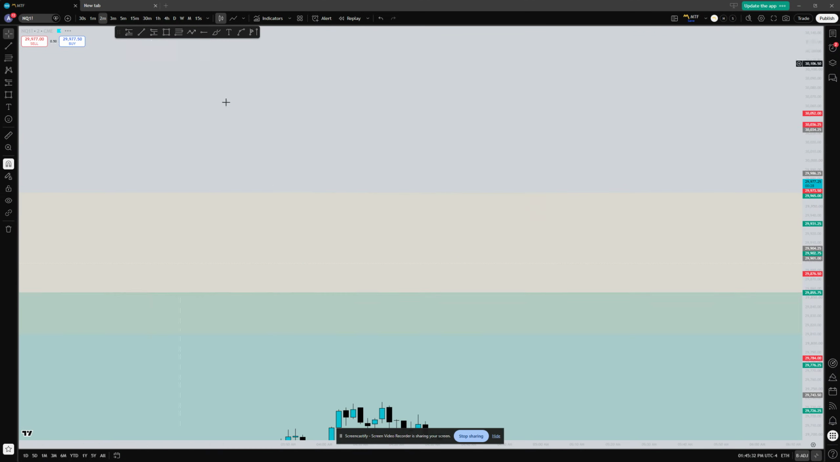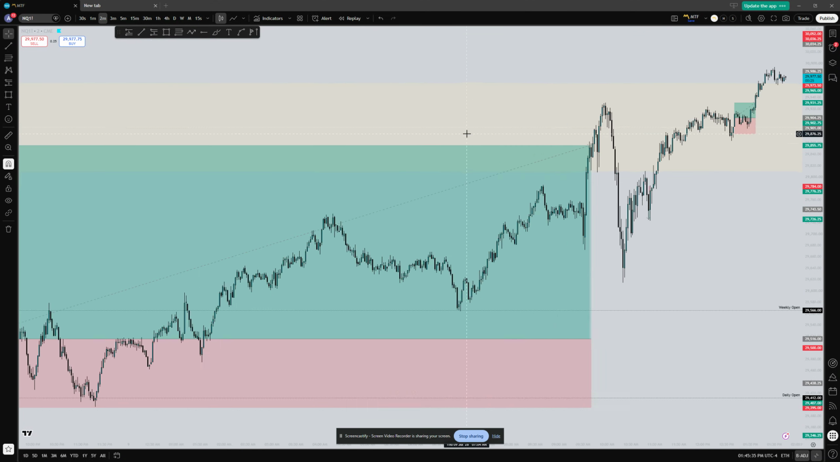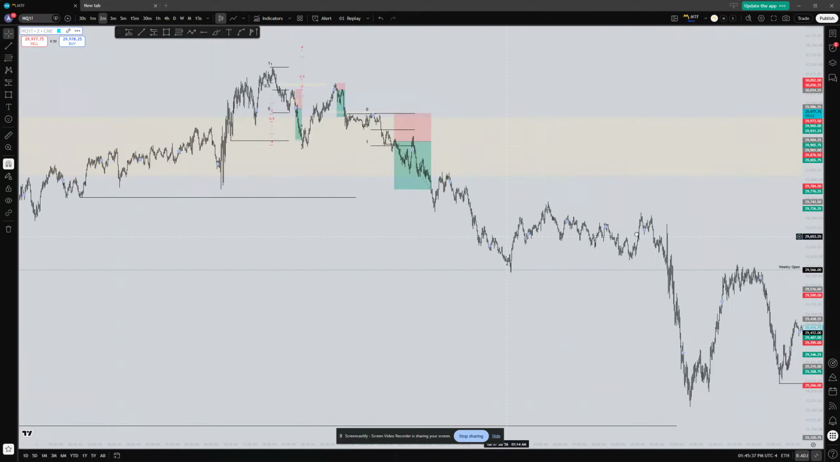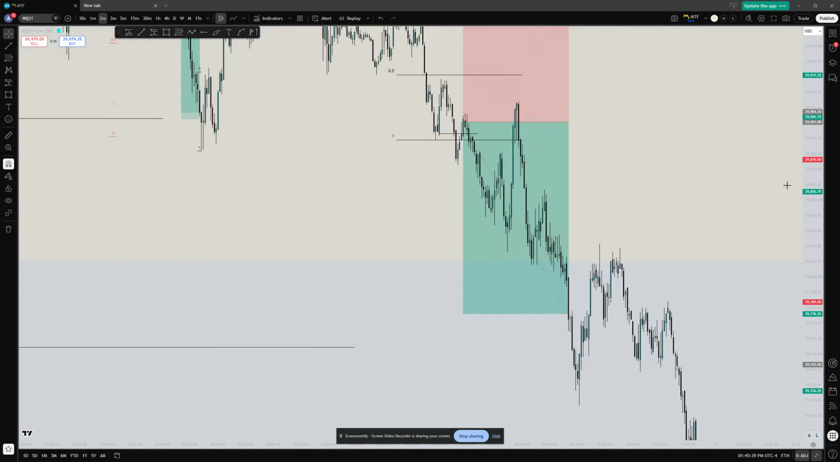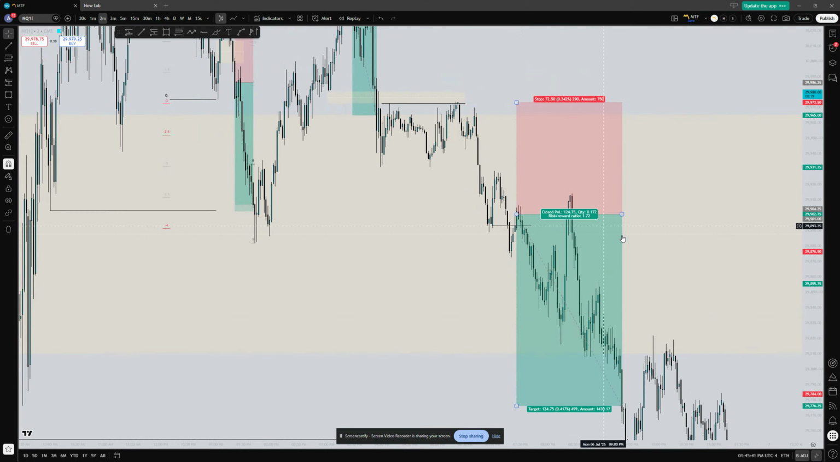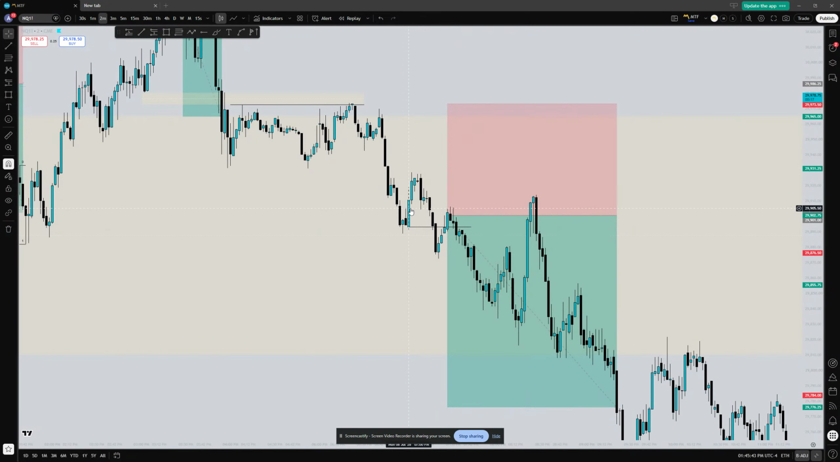So after noticing that, I went down to the 2-minute, and let's see right here. Let's just remove this. We have this inverse right here, which also acts as an order block as well.